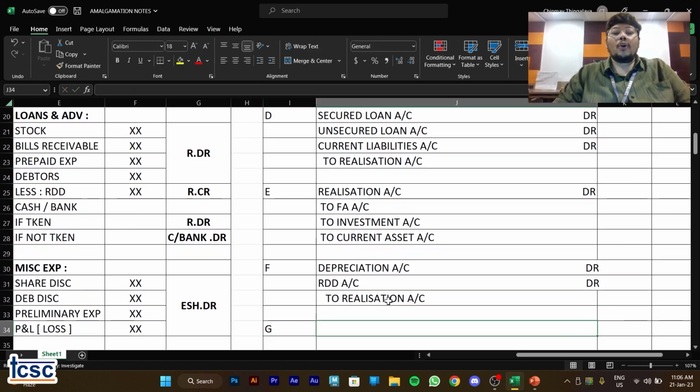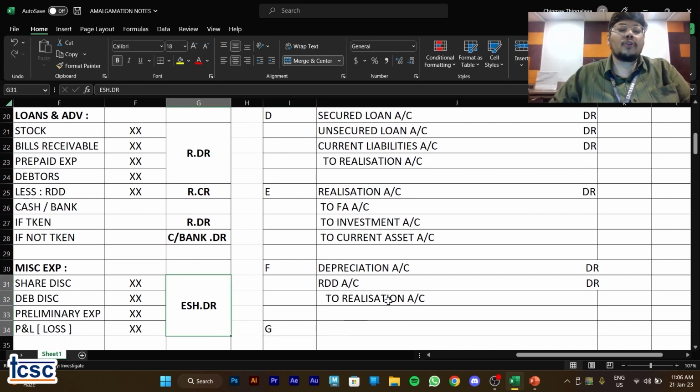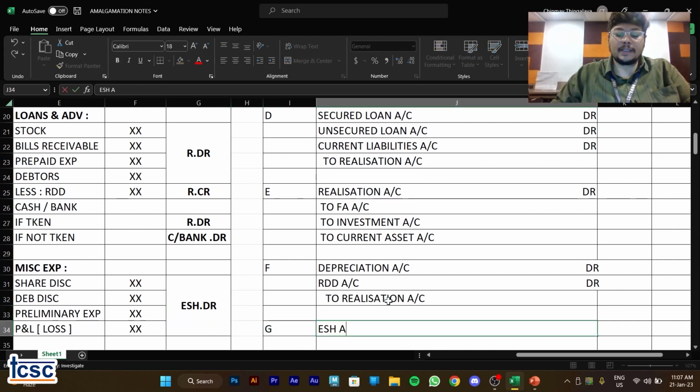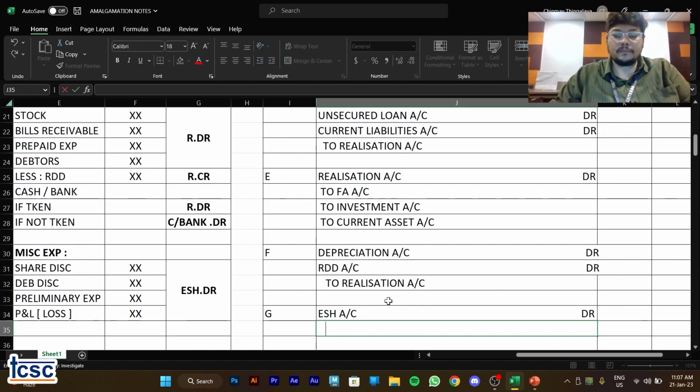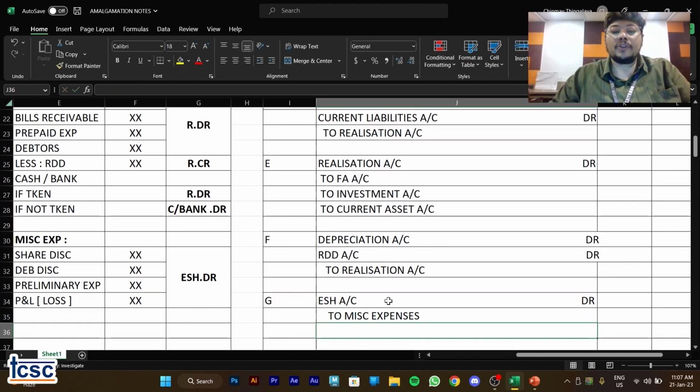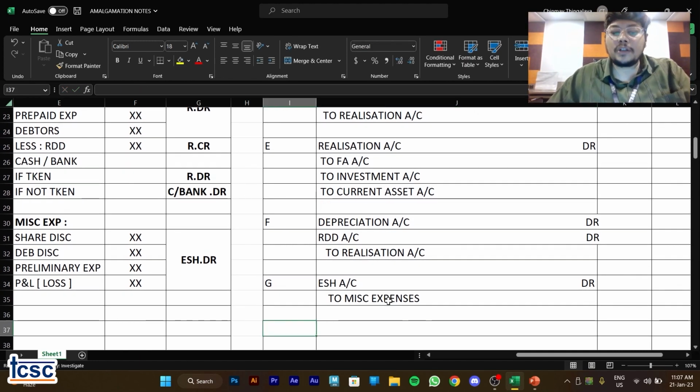Next, all the miscellaneous expenditure, that is all the losses, will be transferred to ESH account debit. So ESH account debit to miscellaneous expense account. So I've taken consolidated miscellaneous expense, but if different types of miscellaneous expenditures are given, then we are supposed to consider accordingly.